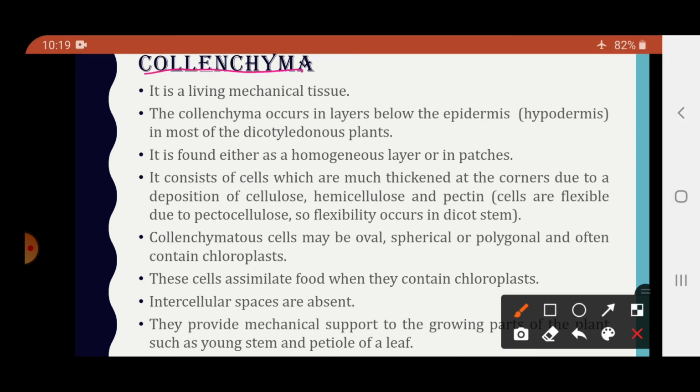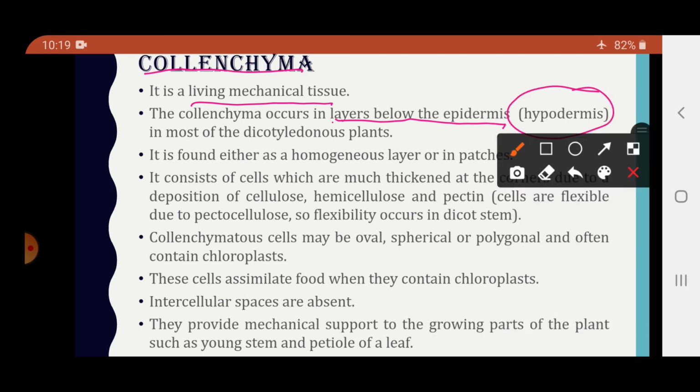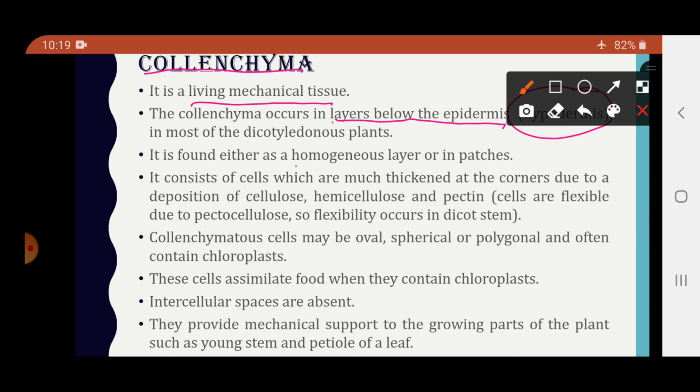Now the next type is the collenchyma. It is a living mechanical tissue, meaning these cells are living. It occurs in the layers below the epidermis. Now, the very first part of any plant organ is which? Epidermis. The cells below the epidermis in dicots are mainly made of what? Collenchyma. That region is mainly called the hypodermis. It is either found as a homogeneous layer or in patches. Either it will be a continuous layer or in the form of patches. It consists of cells which are thickened at the corners due to the deposition of cellulose, hemicellulose and pectin.